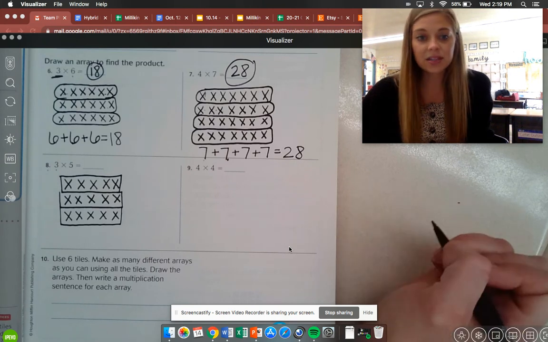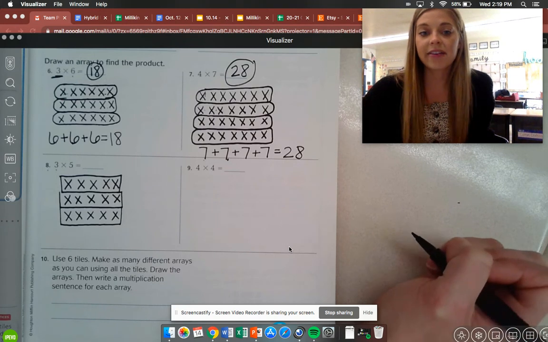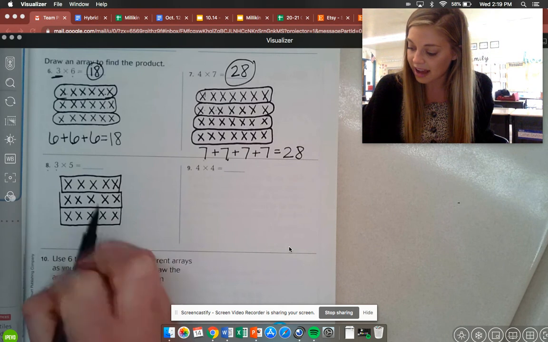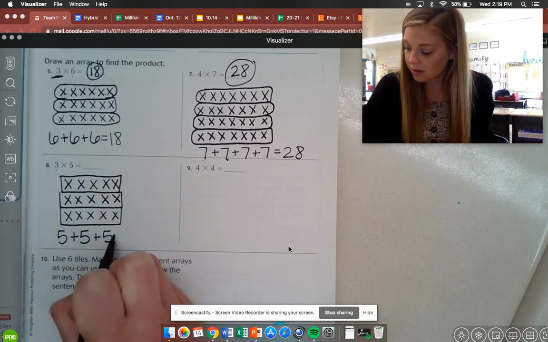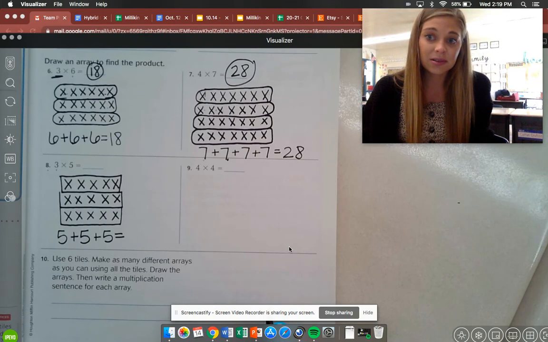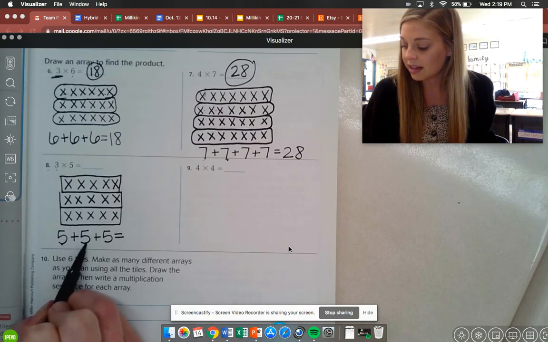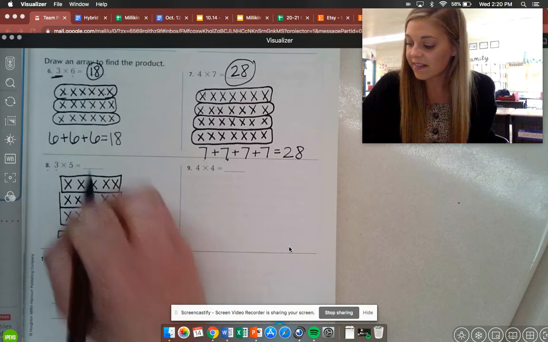So now, to figure out how many I have in all, I have to use my repeated addition. I have to add together 5 plus 5 plus 5. And I can also use skip counting by counting by 5s, right? 5, 10, 15. So that means that 3 times 5 equals 15.